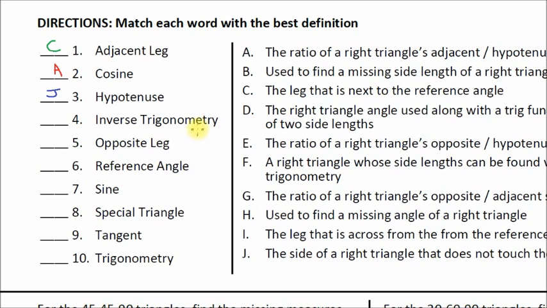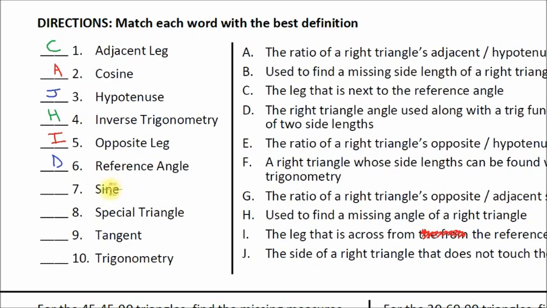Inverse trigonometry, we use inverse trigonometry to find missing angle measures, or missing angles of a right triangle, so that would be H. The opposite leg is the leg that is across from the reference angle, and I see I have a typo here, so you can get rid of that part right there. Across from the reference angle, which is letter I. Let's see what we got here next. The reference angle is letter D, the right triangle angle used along with the trig function to find the ratio of two side lengths. So that would be letter D.